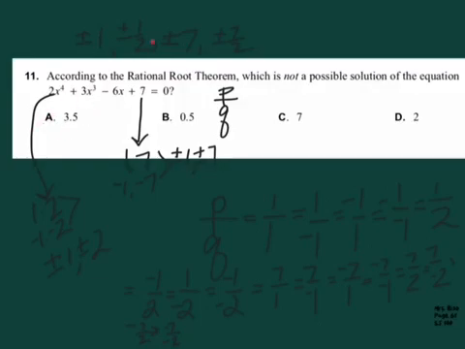3.5. Is that up here? Yes, positive 3.5. 0.5, or 1/2. Is that up here? Yes, positive 1/2. 2. Is that up here? Is 2 one of the possible roots, one of my p's divided by q's? No, 2 is not. So then I would say that 2 is not a possible solution to this equation.